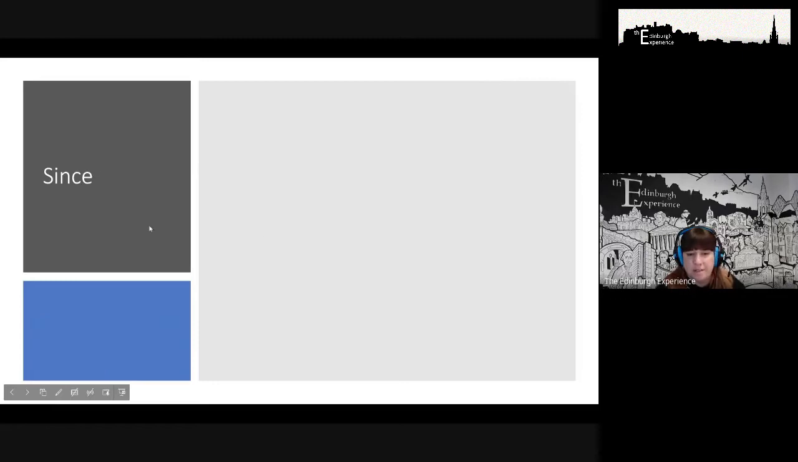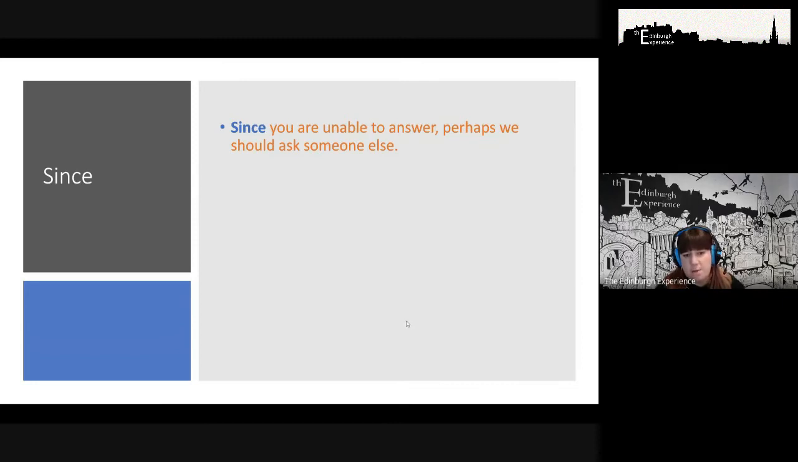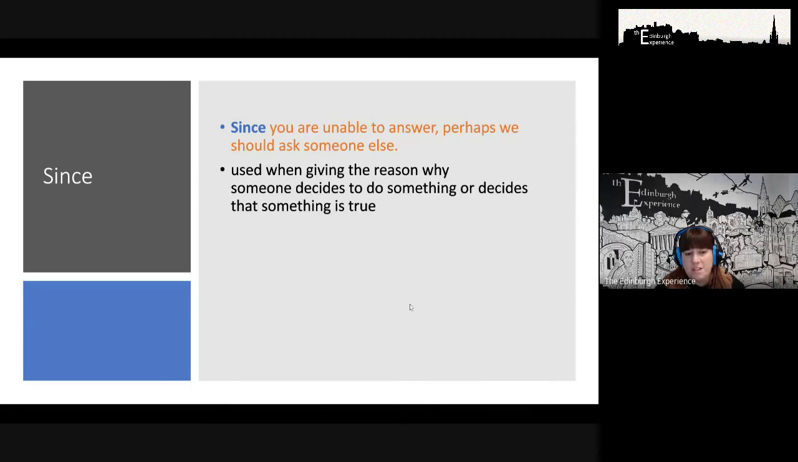Right, we're going to have a look at this word since here, guys, because it's another one that quite often is a bit confusing. So here's your example sentence. Since you are unable to answer, perhaps we should ask someone else. So this is used when we're giving the reason why someone decides to do something or decides that something is true. So you could substitute that there for the word because. Yeah.